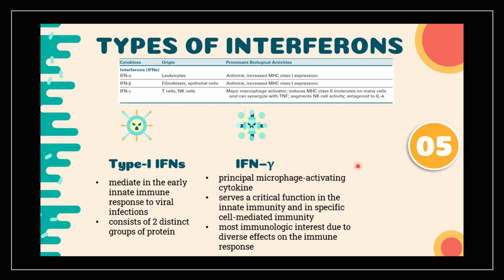Moreover, interferon gamma promotes the differentiation of naive CD4 T cells to the helper T cell type 1 subset and inhibits proliferation of Th2, or T helper type 2, cells. It also acts on B cells to promote switching to certain IgG subclasses. It activates neutrophils. It stimulates cytolytic activity of NK cells. And lastly, it is antagonistic to interleukin 4.